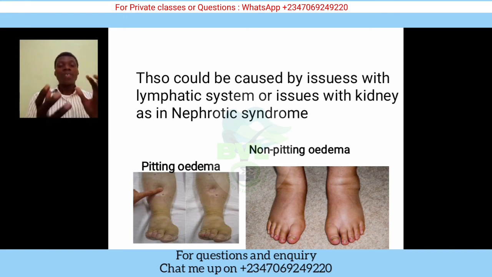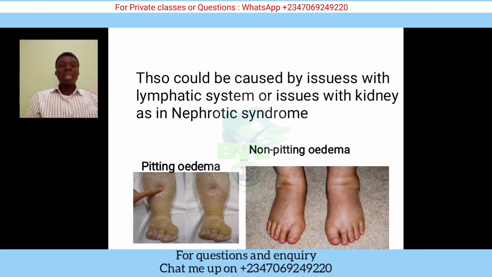The lymphatic system, lymphatic capillary, helps to drain the fluid from the surface, from the tissue space, during exchange of fluid between the capillary and the tissue. So basically speaking, if this fluid is not drained, it will lead to edema. That means there is an issue with the lymphatic system, or there's an issue with the kidney. The kidney is not filtering very well, so fluids tend to what? Settle down in the lower limb.